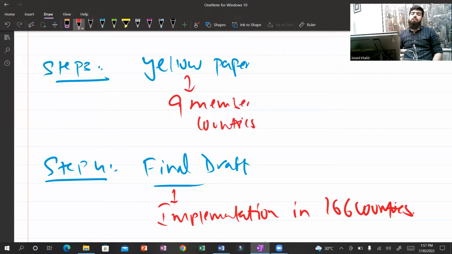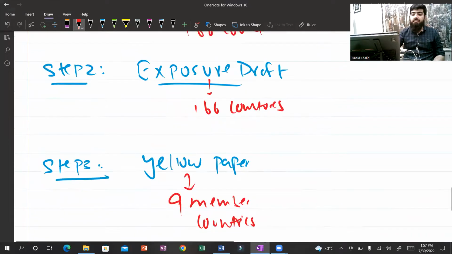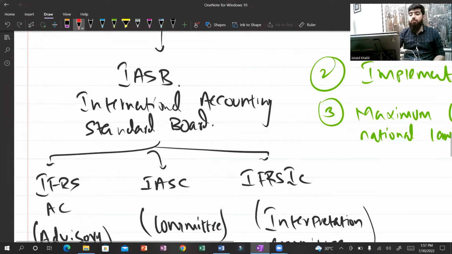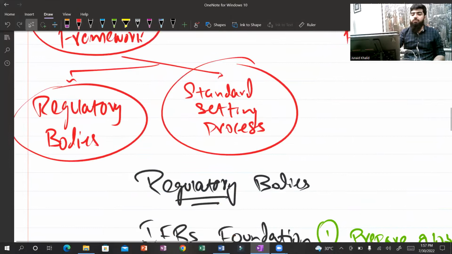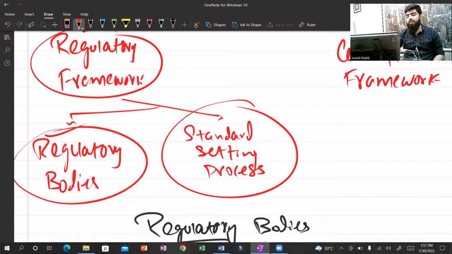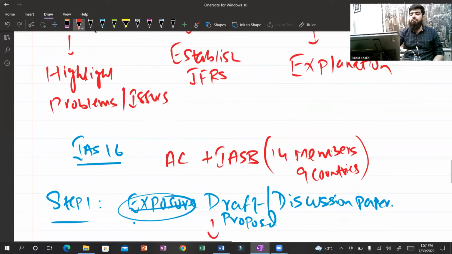It means that the final draft will create an IFRS, that is IAS 16, or any other accounting standard will come into existence once the final draft is prepared, and then the interpretation committee will issue interpretations and explanations regarding those accounting standards. So that was the standard setting process, and the second part of the regulatory framework. The regulatory framework has two different parts: the regulatory bodies which we have discussed, and the standard setting process which we discussed right now.